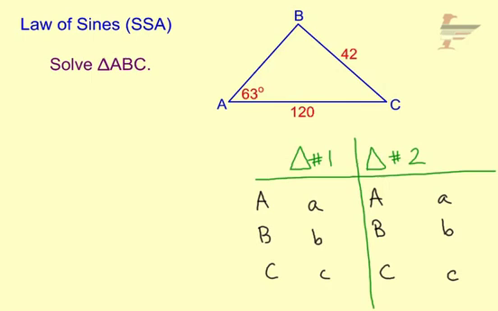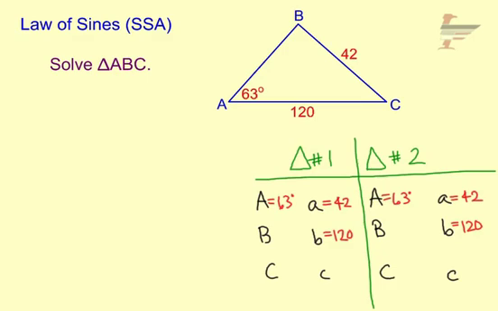Last example for the side-side-angle combo, I am going to assume that I have two triangles that exist with this information. I can go ahead and fill in what I know to be true for our triangles. We know that angle A is 63 degrees in both triangles. I also know that side A is 42. And I know that side B is 120. So with that in mind, I'm going to go ahead and just start solving the triangle.